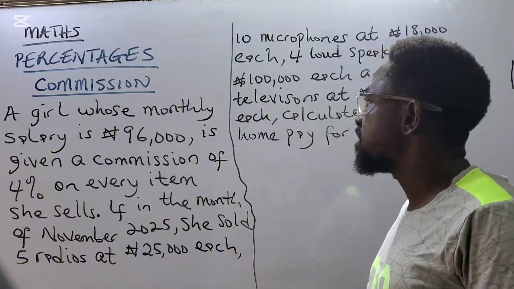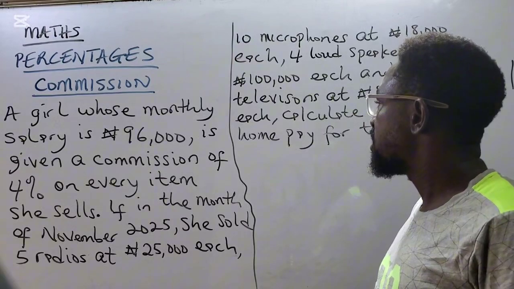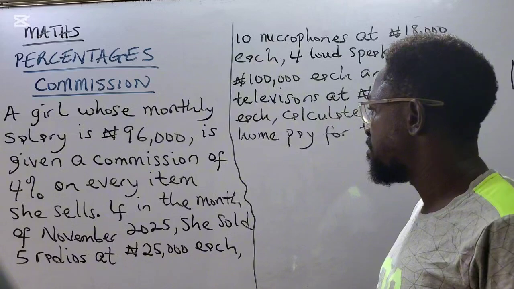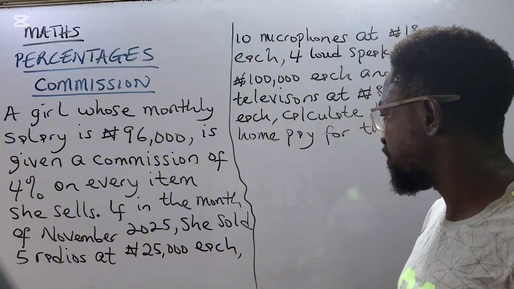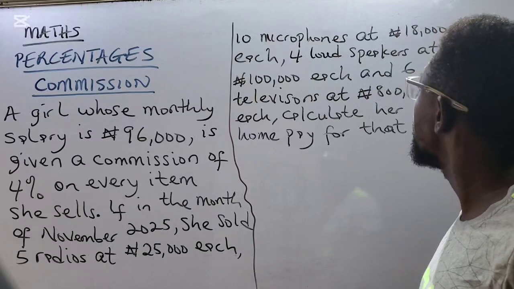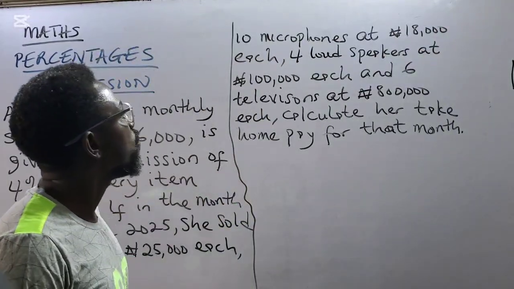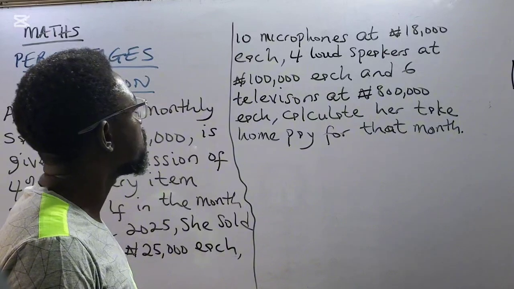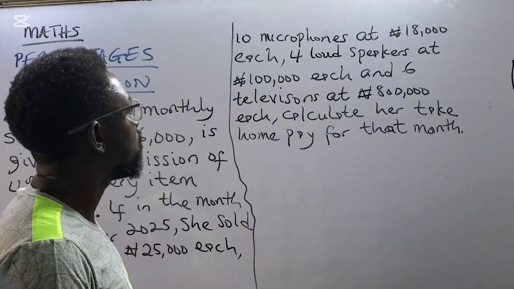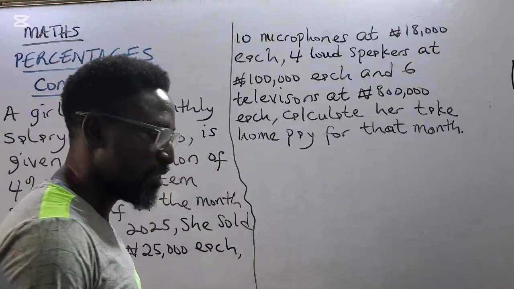The first question says, a girl whose monthly salary is 96,000 naira is given a commission of 4% on every item she sells. If in the month of November 2025, she sold 5 radios at 25,000 naira each, 10 microphones at 18,000 naira each, 4 loudspeakers at 100,000 naira each, and 6 televisions at 800,000 naira each, calculate her take-home pay for that month.